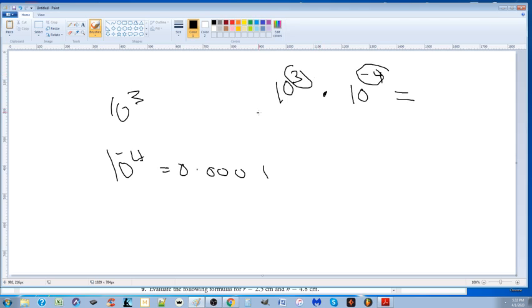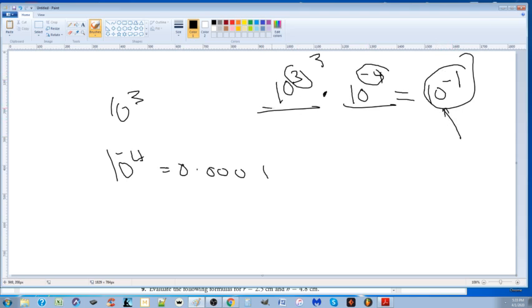Yes, you can. We have the same base. 3 plus negative 4 is the same as 3 minus 4, which is negative 1. So the answer to this is 10 to the negative 1. Does that make sense? Yeah, it does. I got 10 to the negative 1 here. Let's look at another way of figuring that out, knowing that this is true.